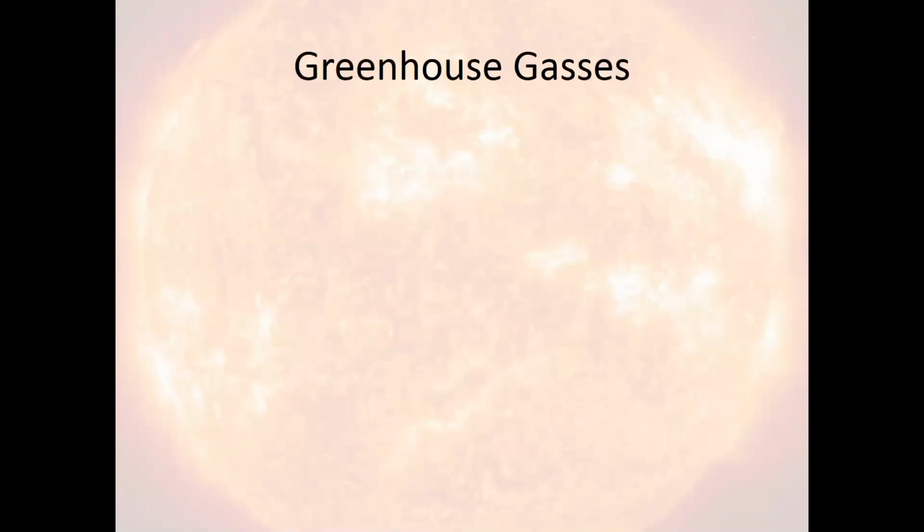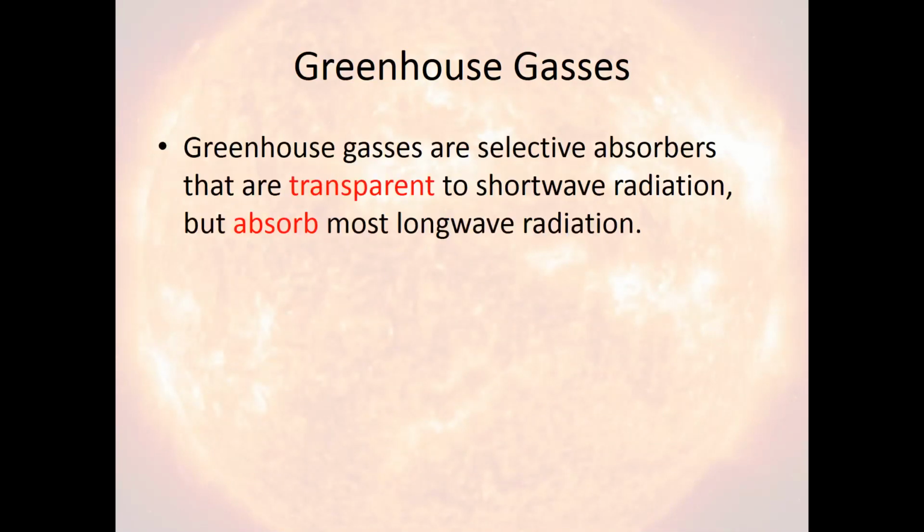Let's talk about these greenhouse gases a little bit more. As I just said, they're transparent to shortwave radiation. So the radiation that the sun emits, they are perfectly transparent to it. They let it just pass on through. On the other hand, the radiation that the Earth gives off, that long-wave radiation, is mostly absorbed by them. Now this is a good thing because this keeps us warm.